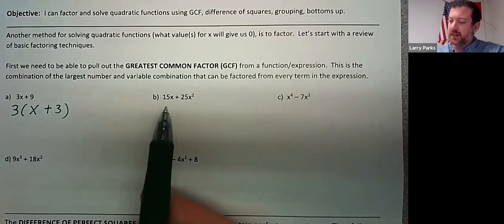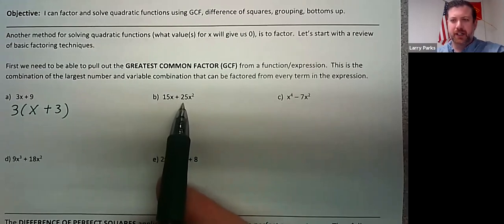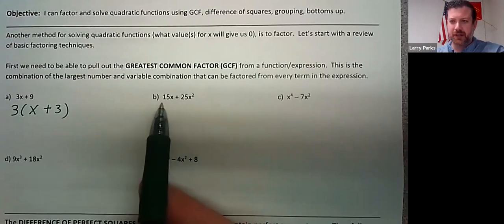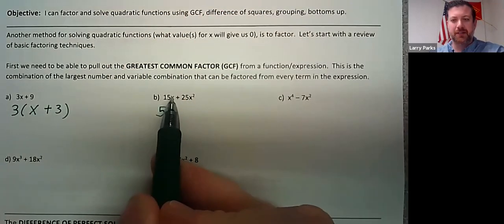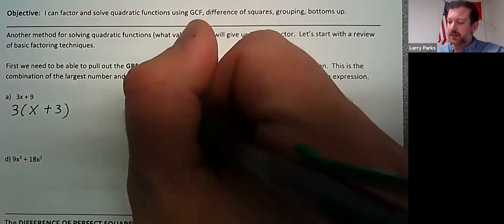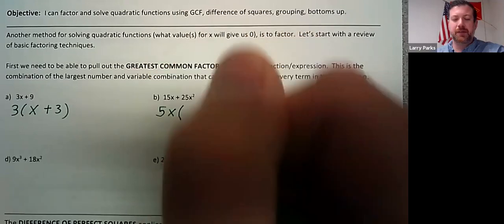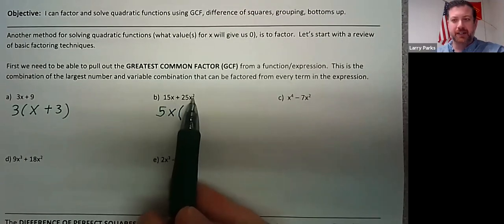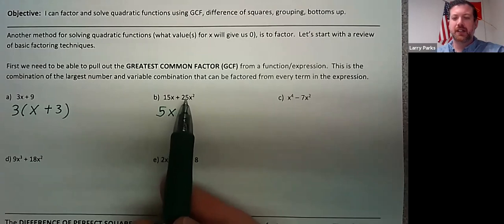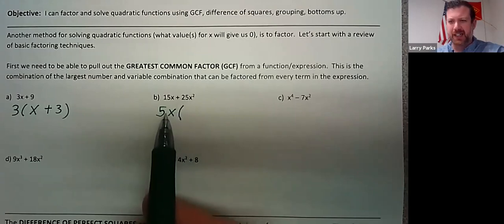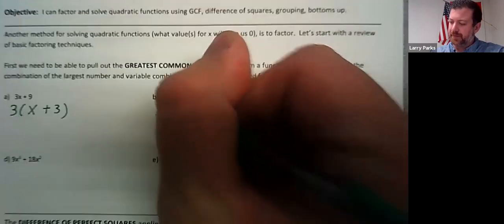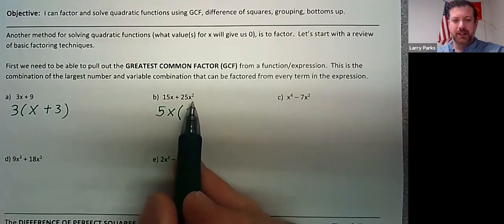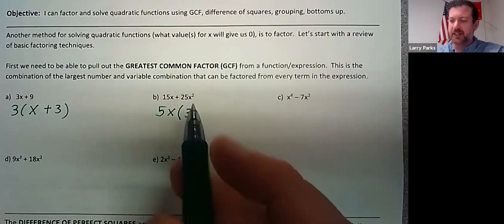On B, I have 15 and 25. The greatest number that goes into 15 and 25 is 5. I also notice they both have a minimum of 1x. And then from there, I divide out 5x. So what is 15x divided by 5x? What is 25x squared divided by 5x? I like to think in terms of multiplication, so I think 5x times what is 15x, that'd be 3. 5x times what is 25x squared, that'd be 5x.